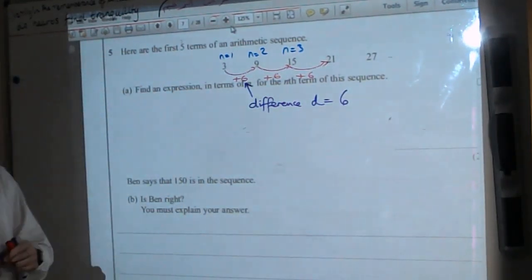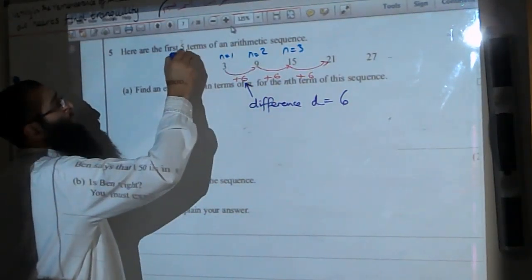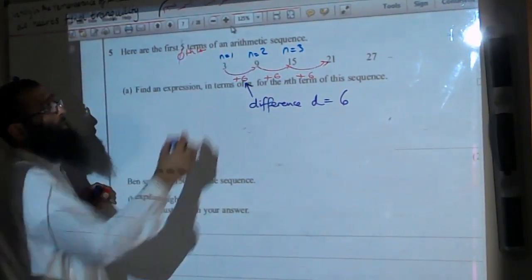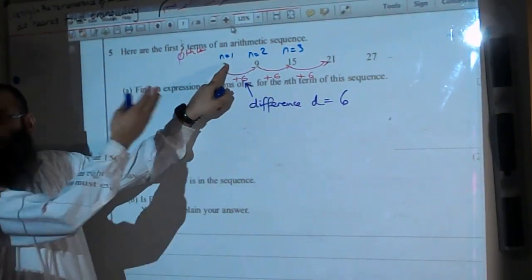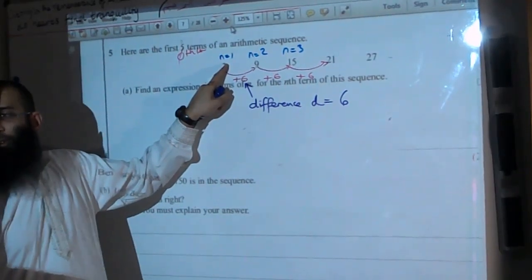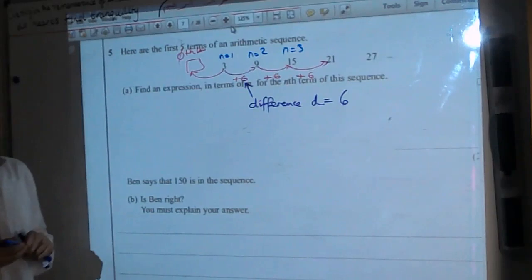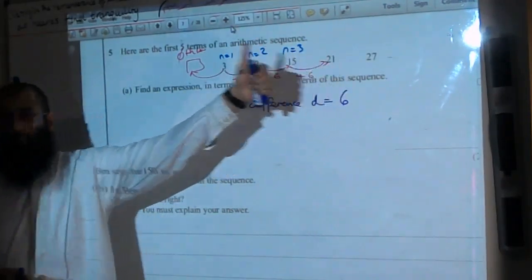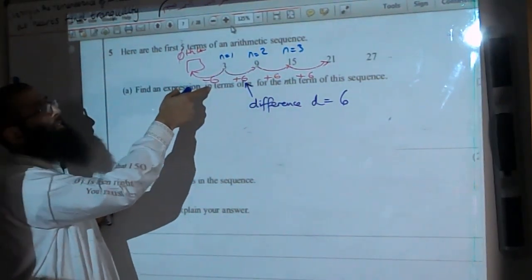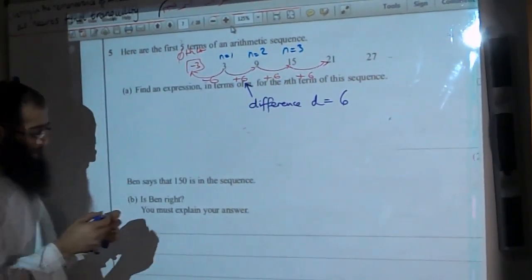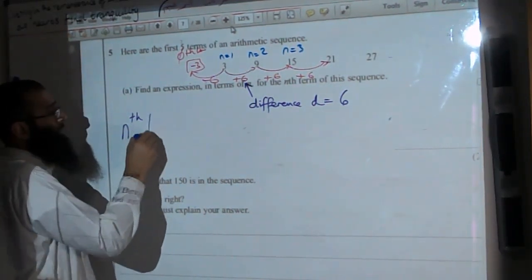Now, if you want to work out the nth term, what we need to do first of all is work out the 0th term. Where does 0 come relative to 1? Does 0 come after 1 or before 1? Before, isn't it? What do you reckon that number is going to be? If I'm going that way, I'm adding 6. If I go this way, I'm going to be minus 6. So 3 minus 6 will give us minus 3.